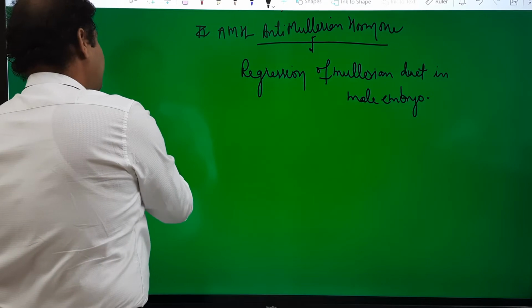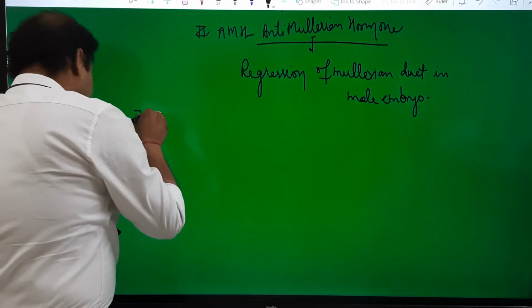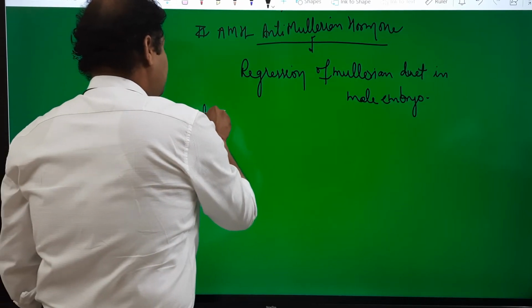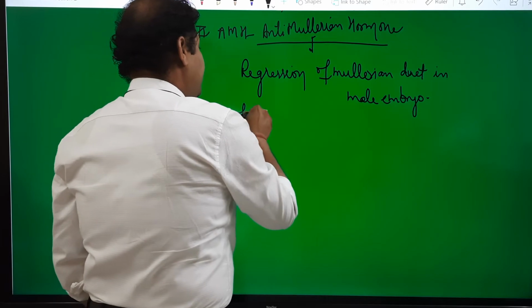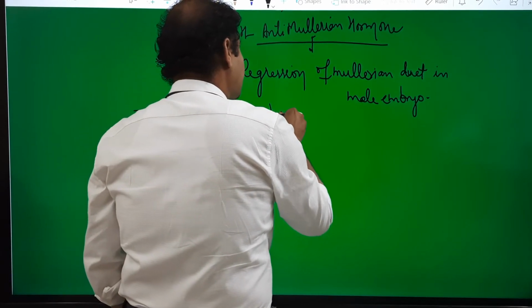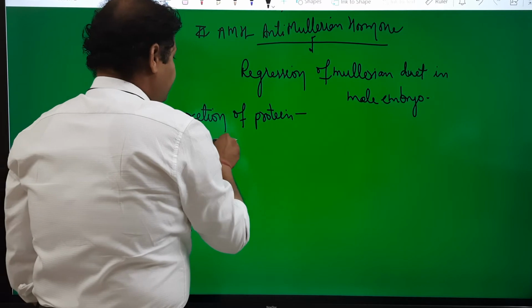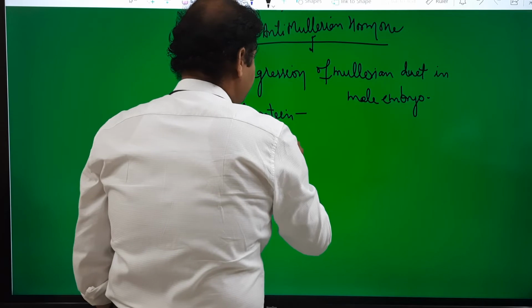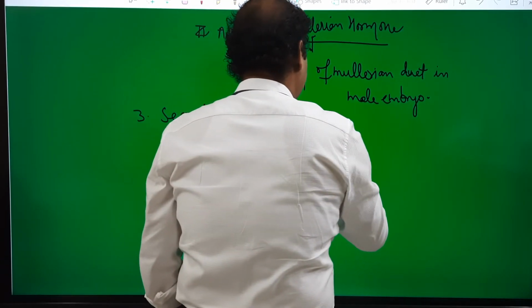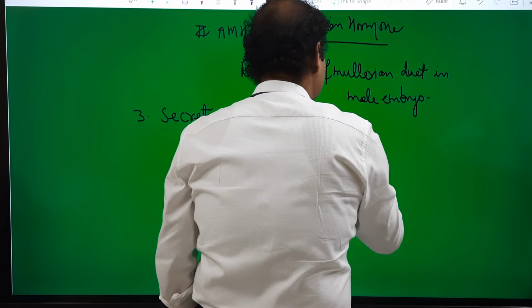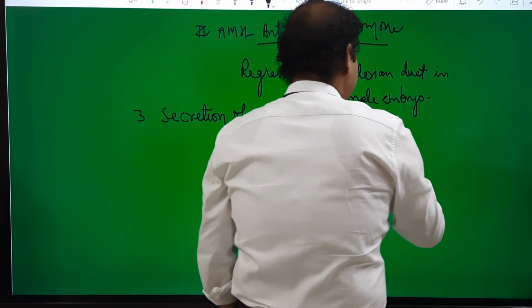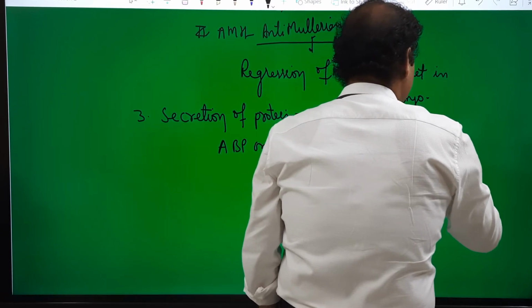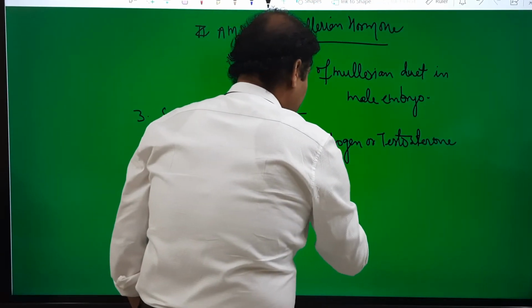And the third function of the Sertoli cell is secretion of the protein ABP or TBP: androgen binding protein, or testosterone binding protein.